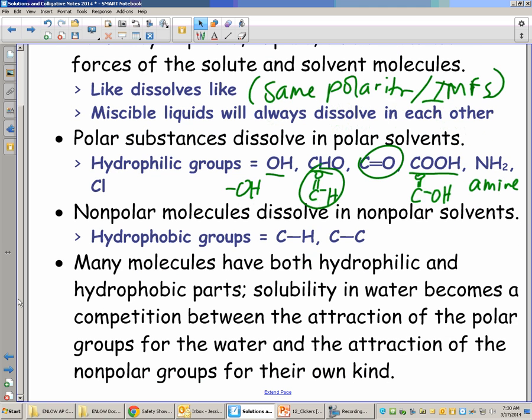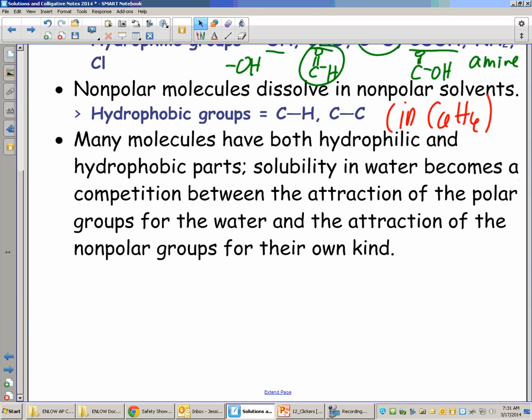Nonpolar things will have mainly just C's and H's, hydrocarbons, and they will only dissolve in nonpolar solvents like, what's a liquid solvent that we've learned about that has a cyclic ring? Benzene. They'll dissolve in C6H6, benzene. And this is what that last bullet says. Many molecules have hydrophilic and hydrophobic ends, so they've got the ability to dissolve. Part of their molecule will be attracted to water, and part of their molecule will be attracted to something nonpolar. So they've got the ability to be slightly dissolved in two different solvents.